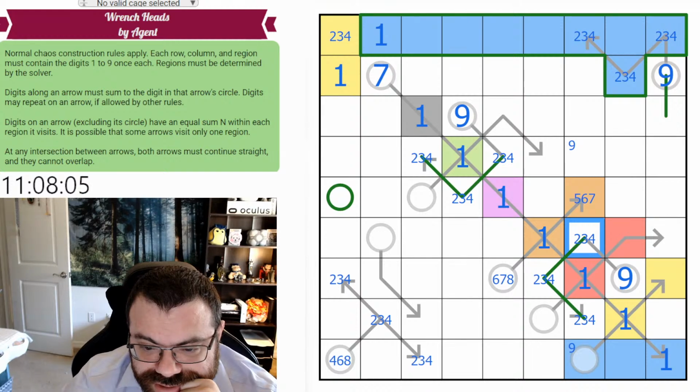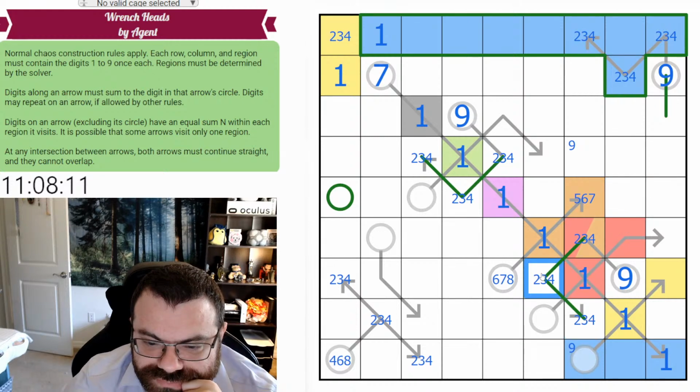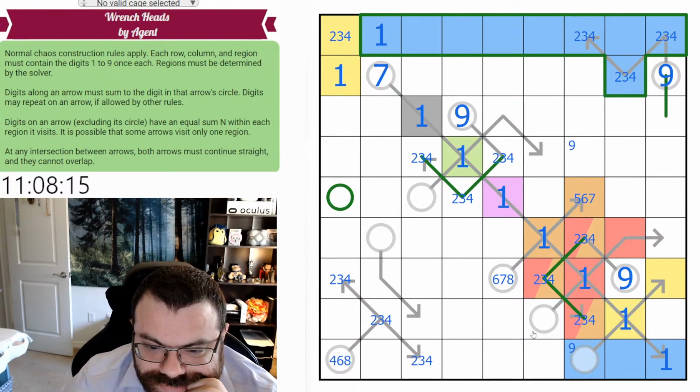There's an interesting point here that this cell is definitely orange or red. And we know that these are all in the same region, so these are also orange or red. I don't know if I can do the same here.